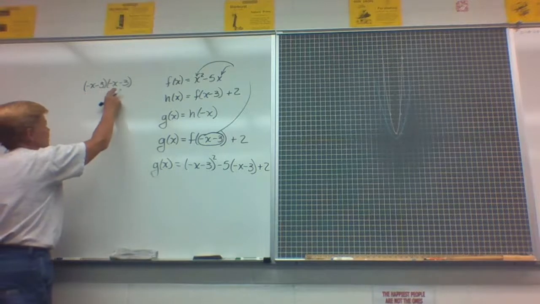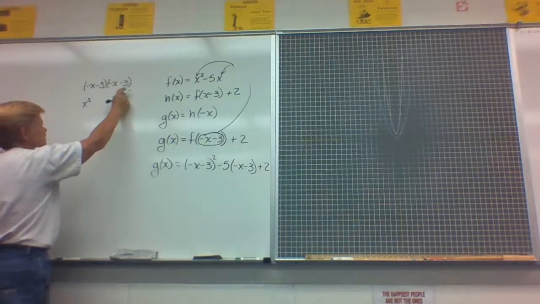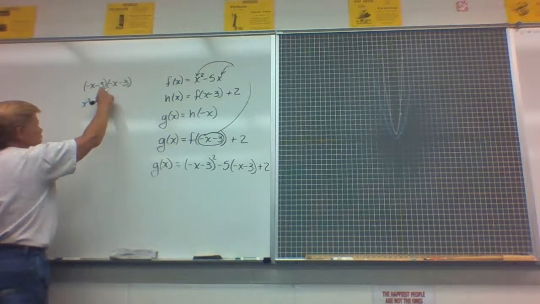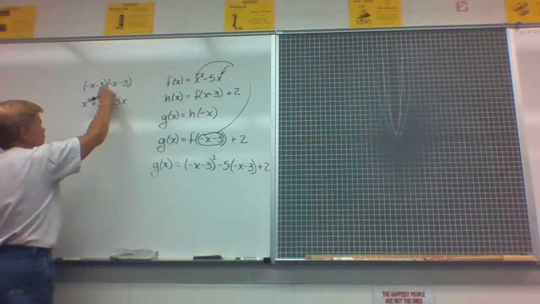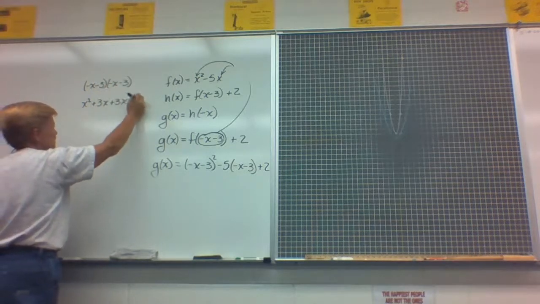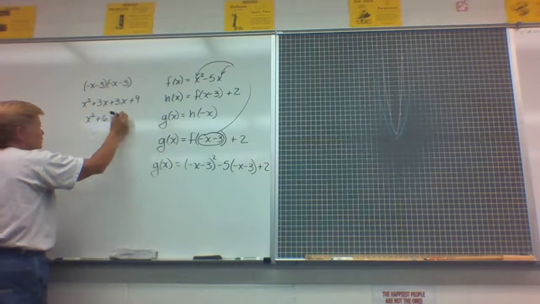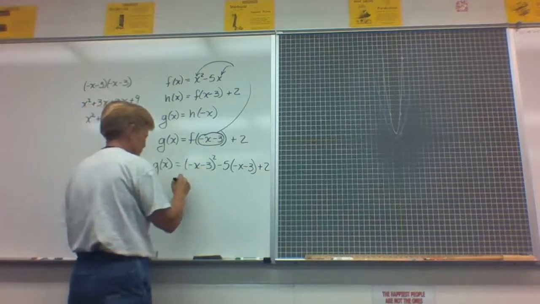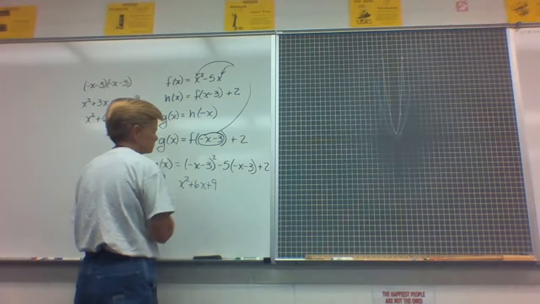So I have negative x times negative x, which is positive x squared. Negative x times negative 3, which is positive 3x. Negative 3 times negative x, which is positive 3x. And negative 3 times negative 3, which is positive 9. So I end up with x squared plus 6x plus 9 when I combine my terms, and that's what this has become. X squared plus 6x plus 9.